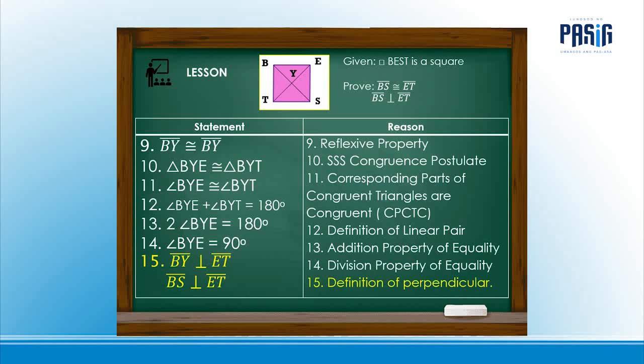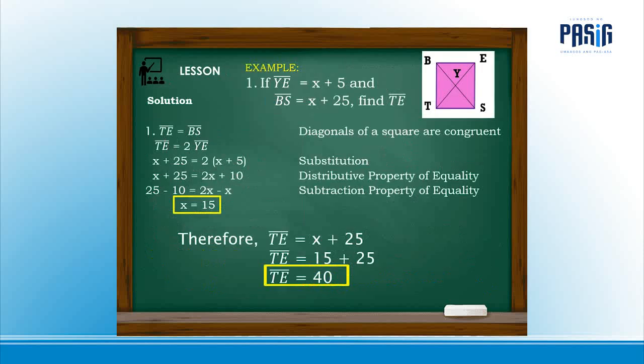So to further understand the theorem, let us have an example. Number 1. If side YE is equal to x plus 5 and diagonal BS is equal to x plus 25, find diagonal TE. Solution. Diagonal TE is equal to diagonal BS since diagonals of a square are congruent. Diagonal TE is twice side YE. So by substitution, TE is equal to x plus 25 and twice YE is equal to 2 times x plus 5. Then, x plus 25 is equal to 2x plus 10 by applying distributive property of equality. And then, by subtraction property of equality, the resulting equation now is 25 minus 10 equals 2x minus x.